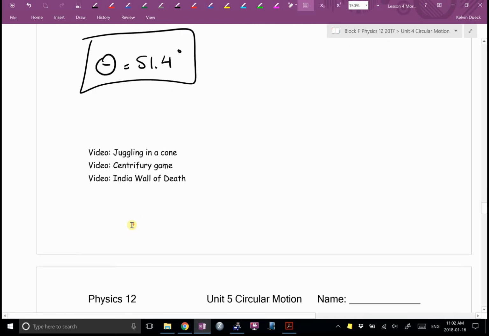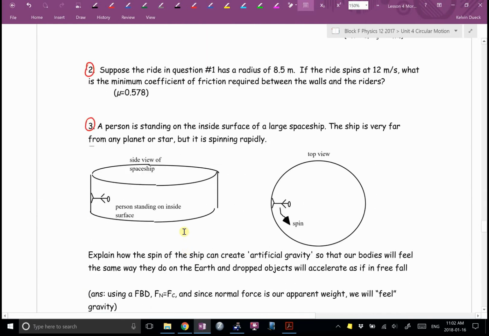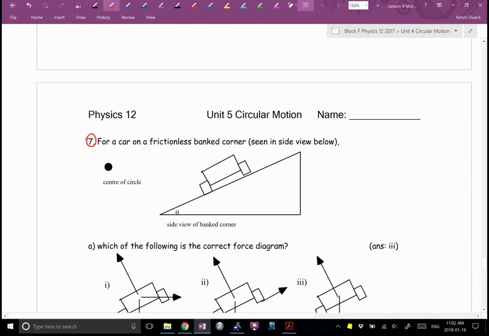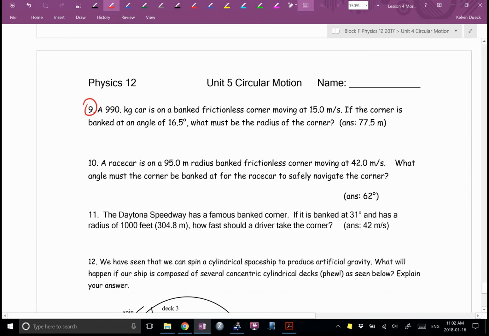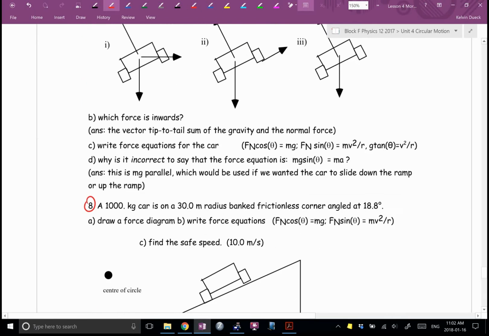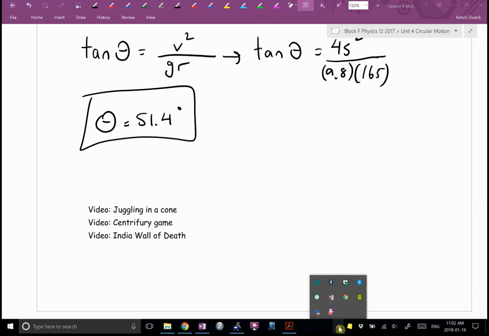Okay. What's your homework? Every question. So 1, 2, 3. I already assigned 1, 2, 3, 4, 5, but now you can add number 6, number 7, number 8, number 9, number 10. Oh, there's the Daytona Speedway. 31 degrees. Has a radius of 1,000 feet. How fast should you take the corner? And number 12. I got a couple of videos to show you, though, as well, so put your pencil down.